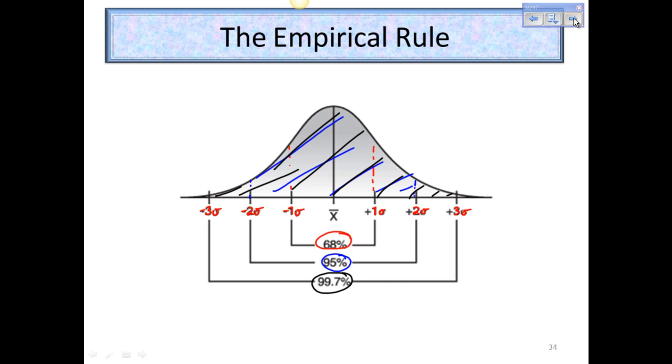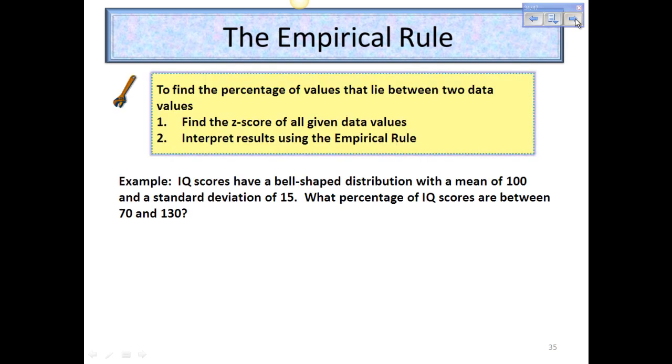Keep in mind, normal distribution is symmetric, and we can at times use that symmetry to help us find answers to the questions that were asked. So to find the percentage of values that lie between two data values, first find the z-score of all given data values, and then interpret those results using your empirical rule.